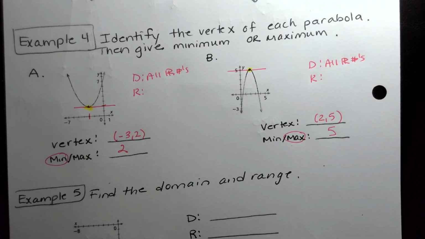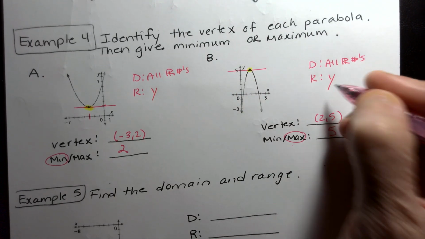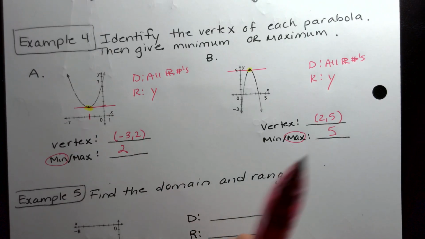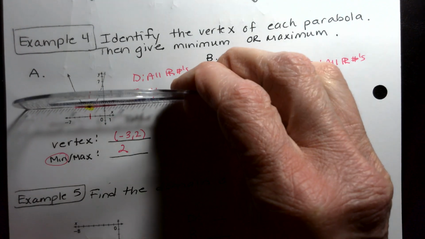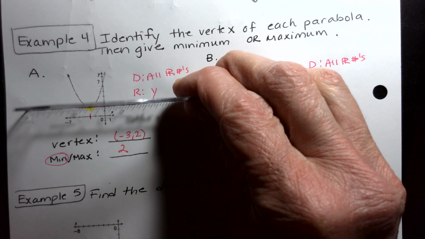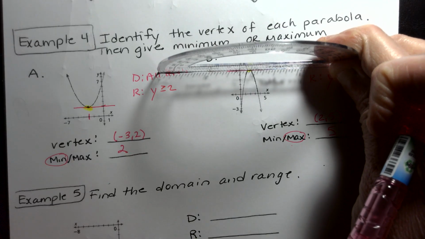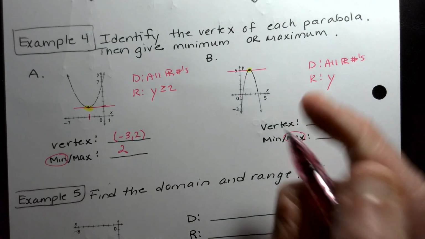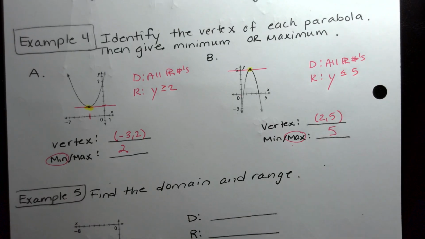Now the range is an infinite amount of points, so you're going to use an inequality here. So you hold your pen this way, or your ruler, or whatever it is you're going to use. Y is, what is that, 2? Greater than or equal to 2. Y is less than or equal to 5.